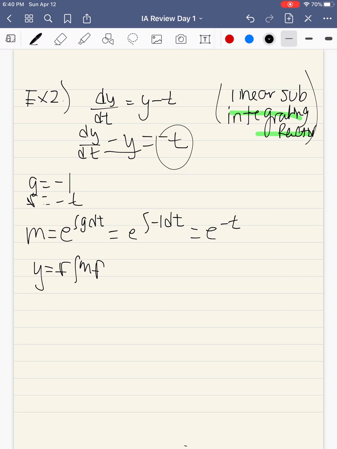Sorry, I'm looking back at my notes, and I think that I have something incorrect here. So from here, we had the integral of m times f is equal to y times... sorry, my notes are not following from what I'm remembering integrating factors to be.